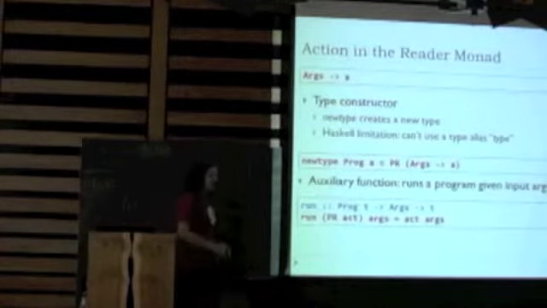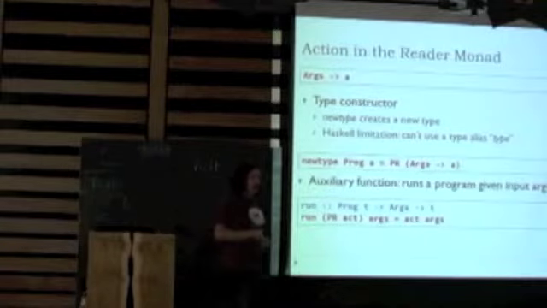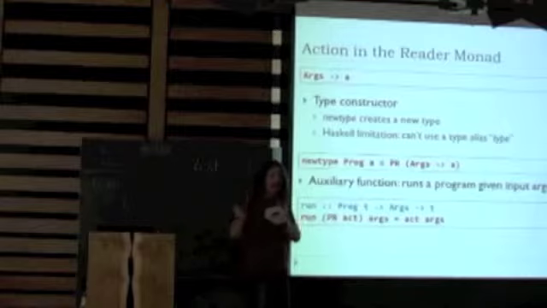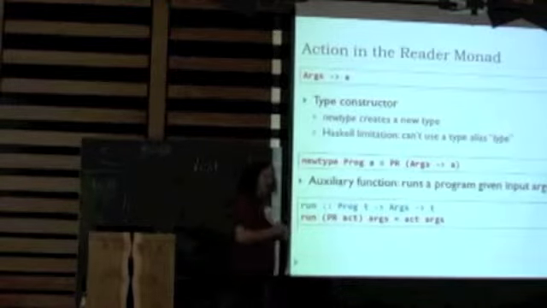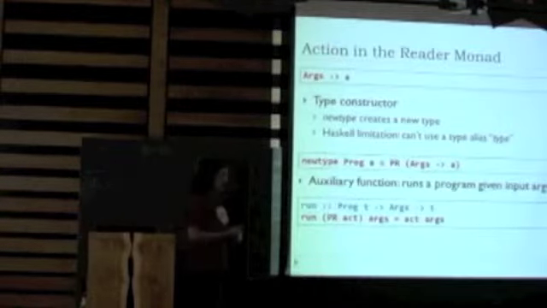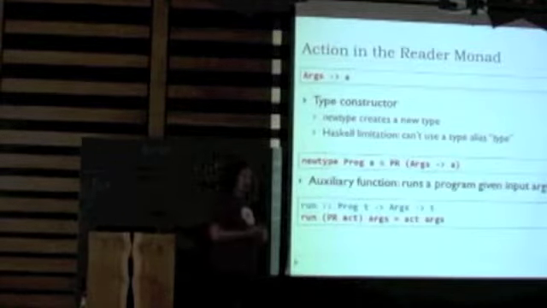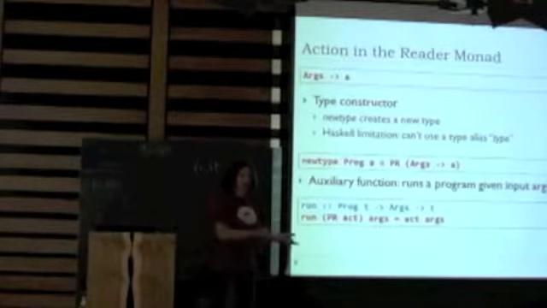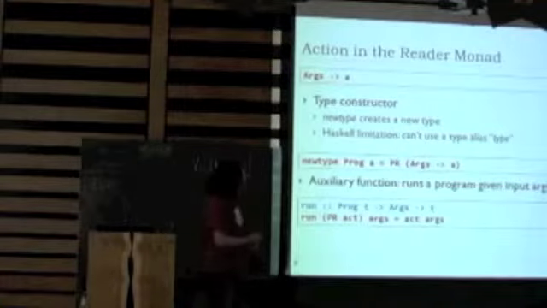An action in the reader monad. You remember an action in a state monad, that was something that takes state and returns a tuple, modified state and some value. Here I don't have to return the state, so the action is even simpler. It takes arguments, give me the arguments, I return you a value. So it's sort of like evaluating an expression. You know? Give me the two arguments, I'll give you the value.